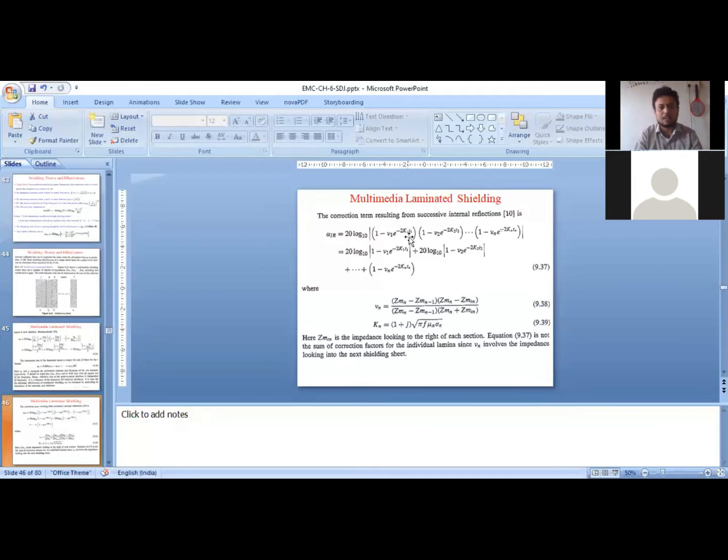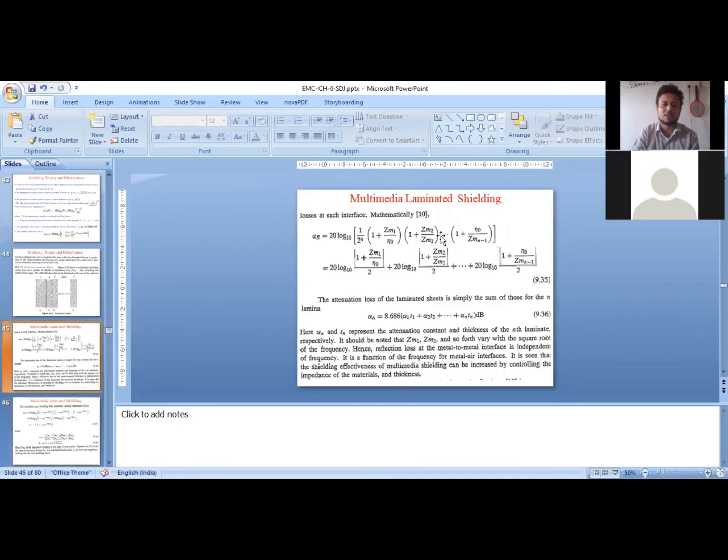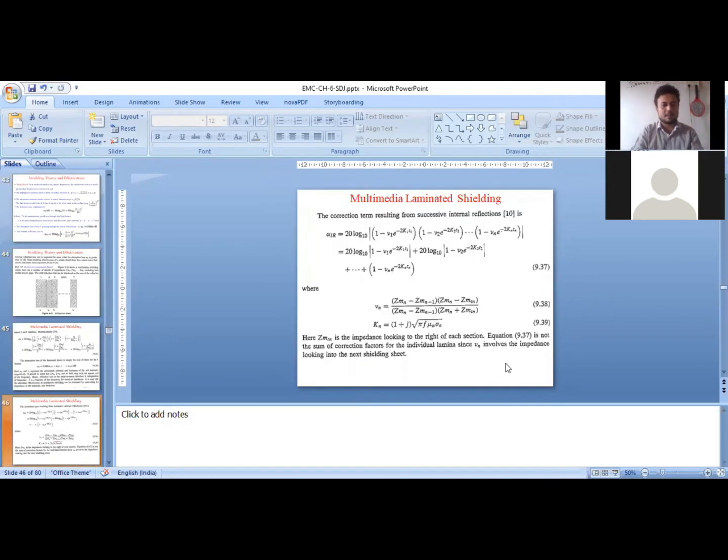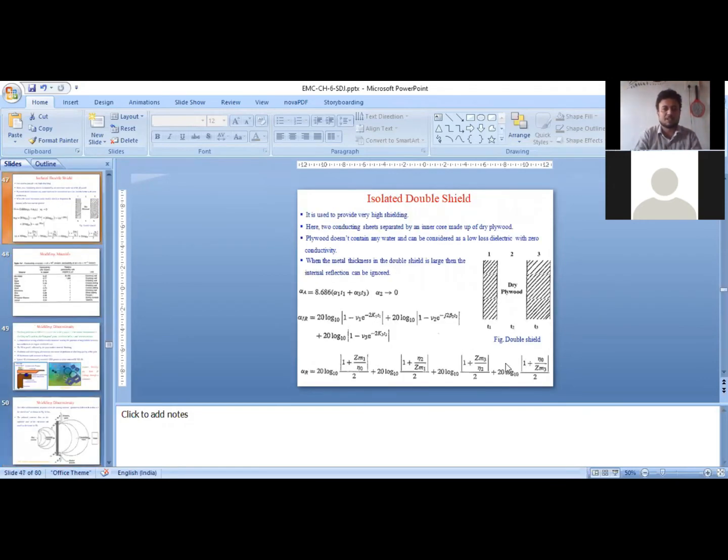And here K1 is nothing but the propagation constant, which is alpha plus j beta. Alpha is different in different media. So the reflection coefficient amplitude depends on the attenuation of the wave in that particular metal. The single internal reflection loss expression has been extended to n number of barriers, metallic sheets.